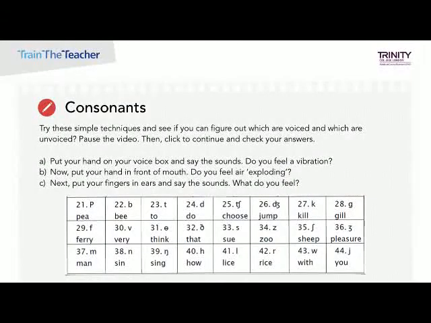So let's look a little more at voiced and unvoiced. There are some simple techniques that you can use to see if you can figure out which ones are voiced and which ones are unvoiced. For example, put your hand on your voice box and say the different sounds. Do you feel any vibration? Now put your hand in front of your mouth. Do you feel air exploding? Next, put your fingers in your ears and say the sounds. What do you feel?